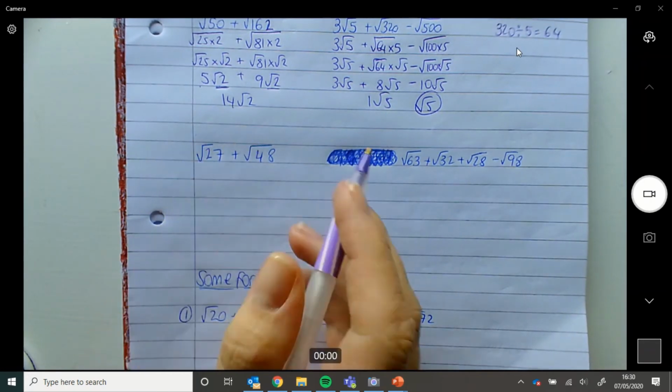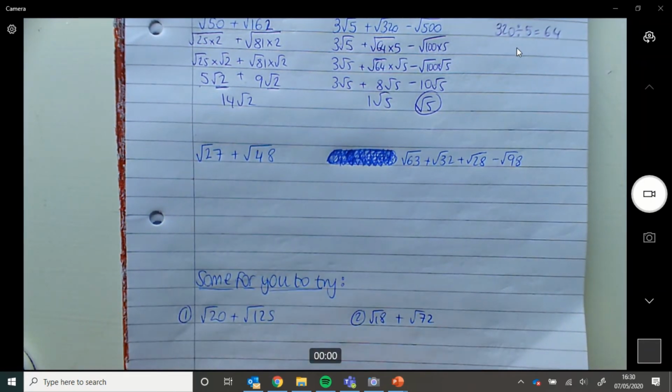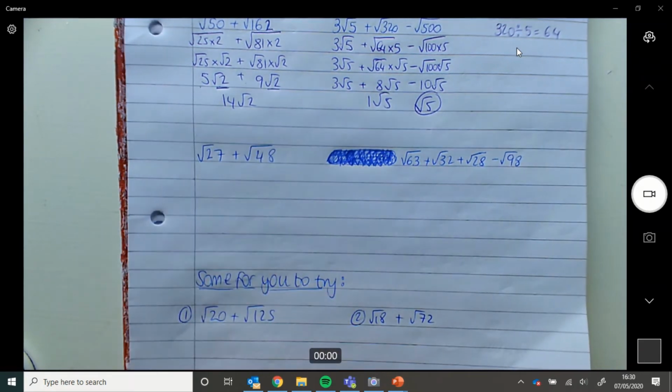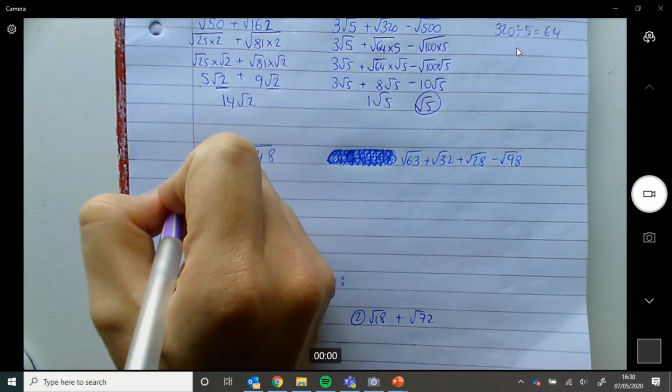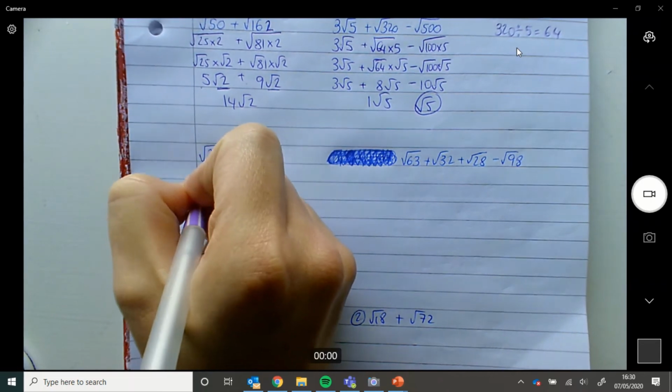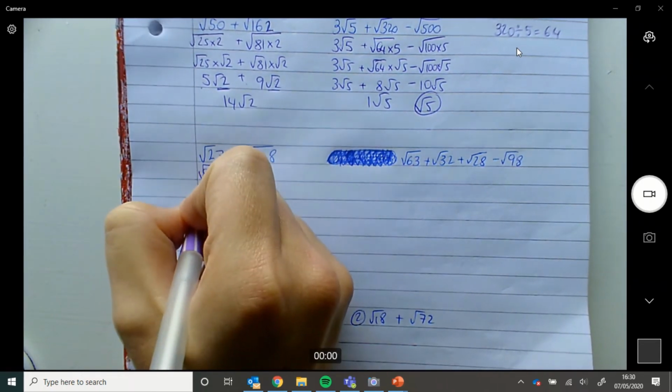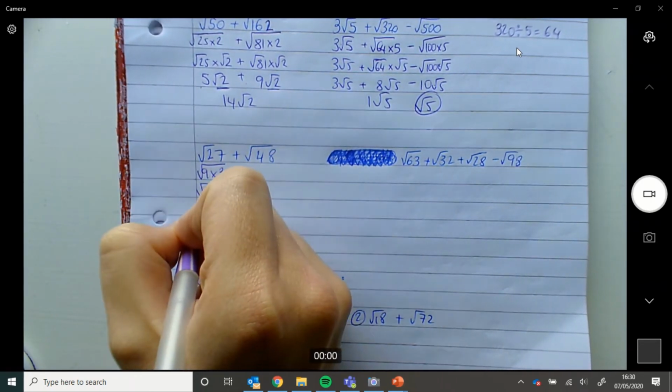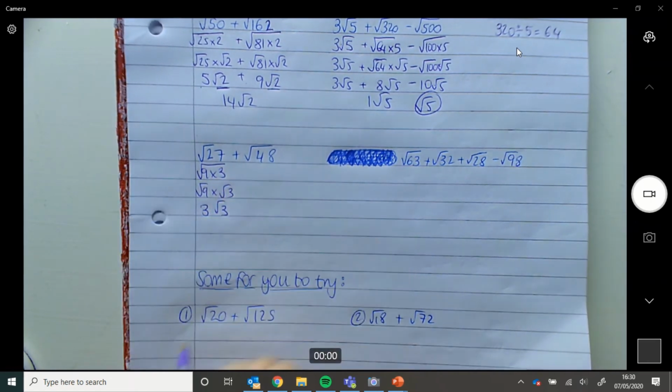27, that's the smaller one out of the two, so I'm going to simplify that one first and see what happens before I move on to the 48. So 27 I already know is 9 times 3, so I'm going to simplify that like this, write it as 2 separate surds. That is 3, and that's root 3.